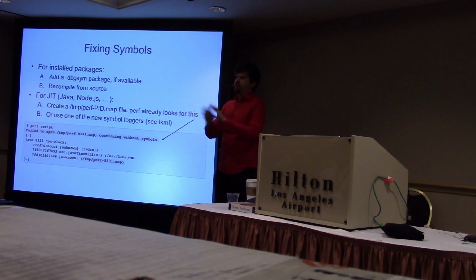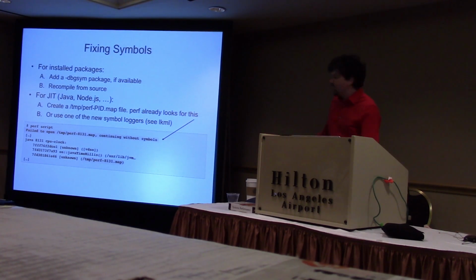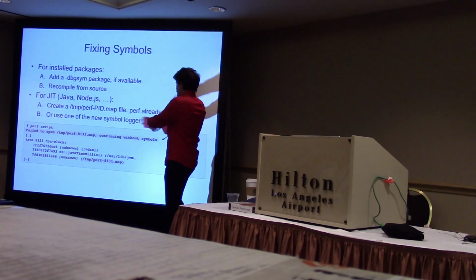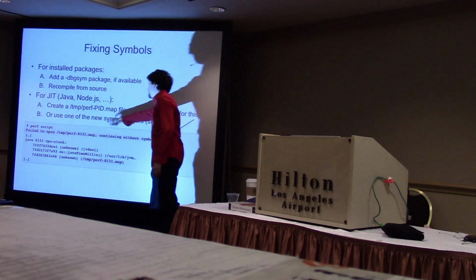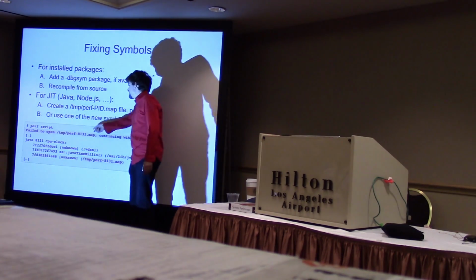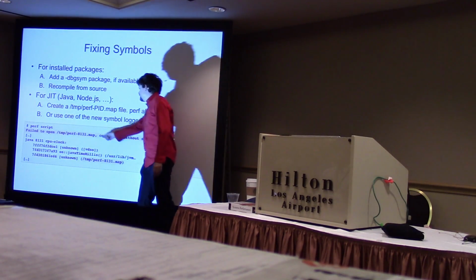Perf is done. Perf just looks in /tmp. Every time it knows it's missing symbols, it will just look in /tmp and see if that file exists. And it's telling you. Here I'm running perf script, and it says, hey, I failed to open the map file, so I'm going to continue without symbols. That should be a reminder. It's like, yeah, I can fix that. I can give you a map file.